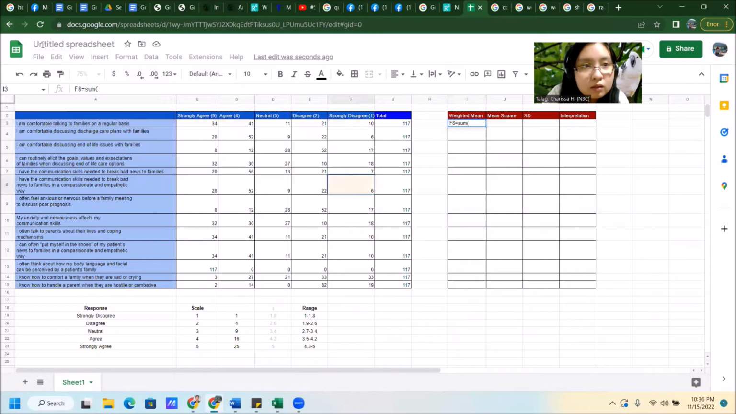Okay, how do we, paano mag-zoom in? Okay, anyway. Okay, what's happening? Sum. Kulit, wait lang. Zoom ko muna.